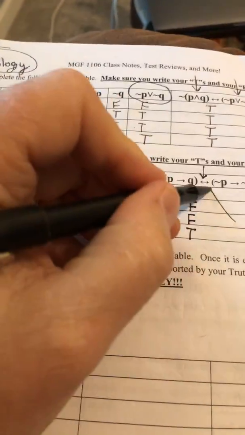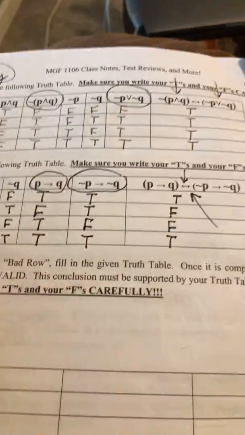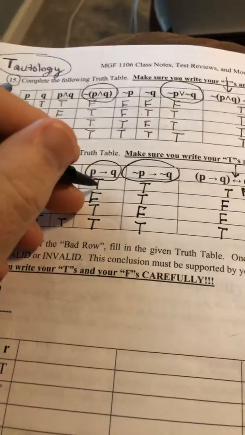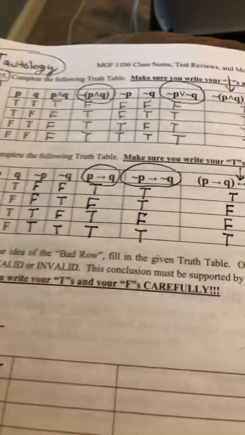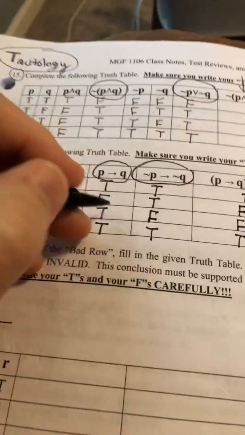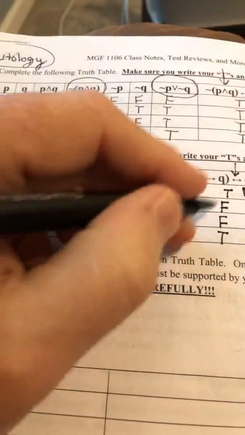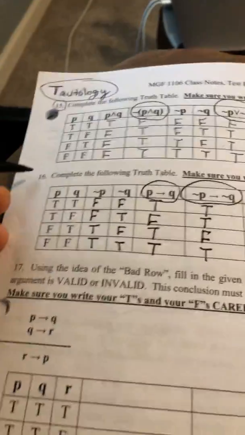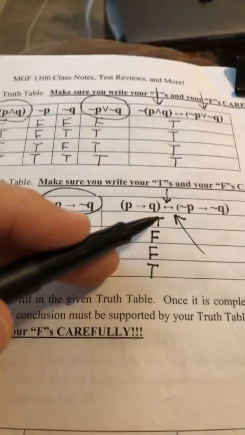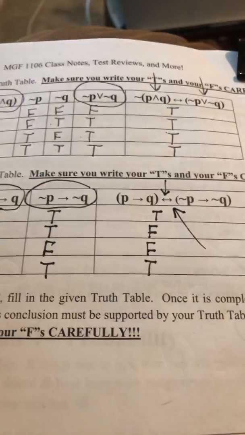So when is a biconditional, meaning the double arrow, true? A biconditional is true when this statement and this statement have the same value. They're either both true or they're both false. If one's true and one's false, then the biconditional is false. Okay, so that is example number 16. And by the way, this would not be a tautology because the last column is not all true.